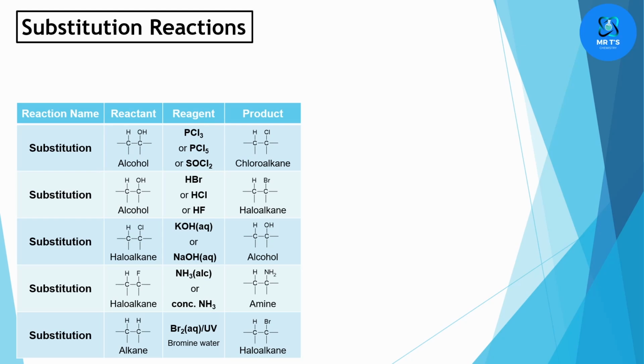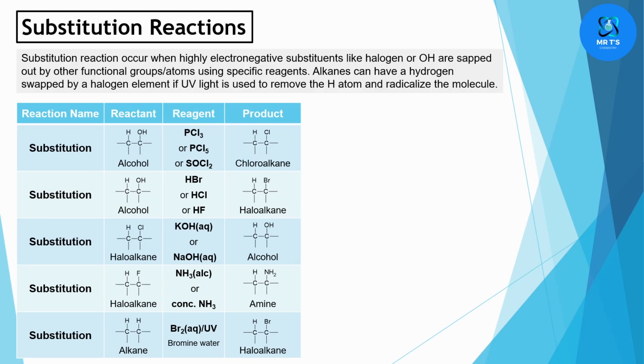Hey, let's look at some substitution reactions. So substitution is a type of reaction that occurs when a functional group is removed and it's replaced by another functional group. It's just like if you had a substitution in a sports team. One person is replaced by another.